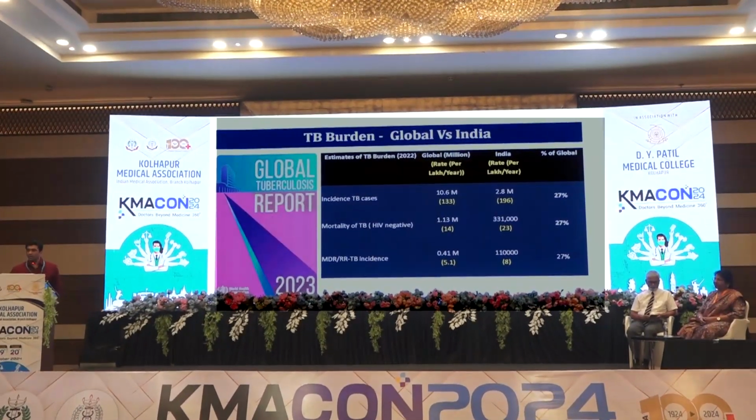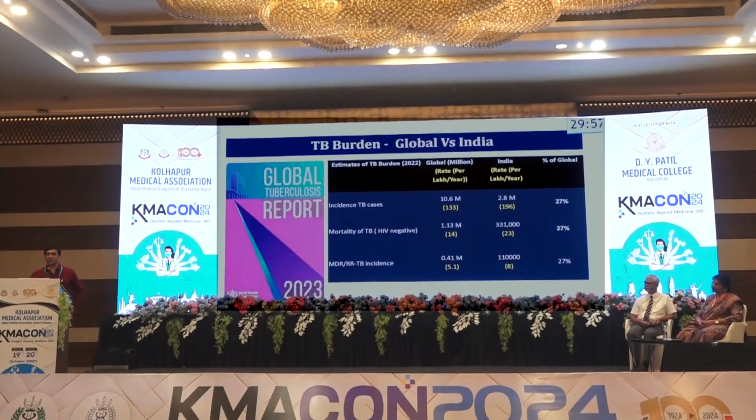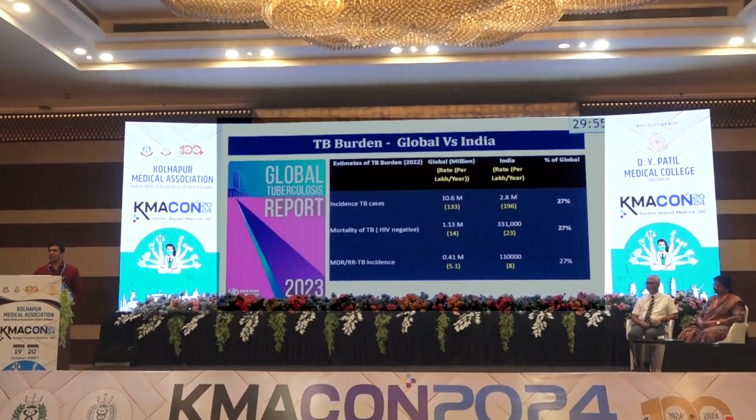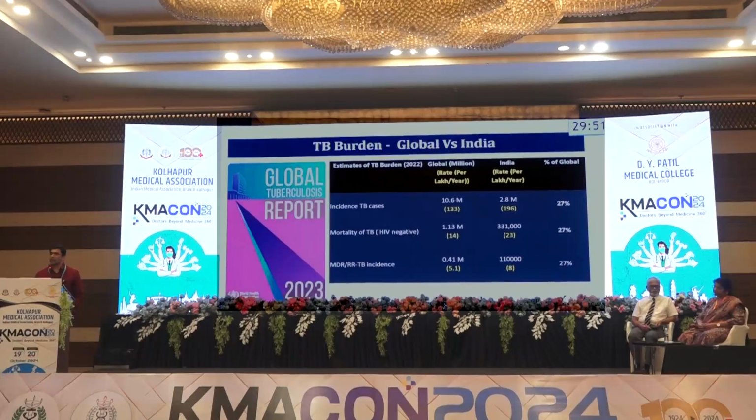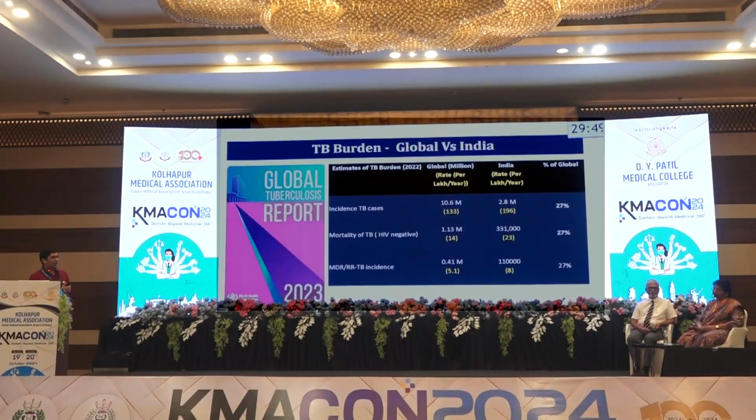So first, before starting, we need to know what is the burden, why the priority has been given to the TB program. As you can see, burden, which we generally quantify in terms of the three basic indicators, that is the incidence of TB, mortality of TB and MDR incidence. According to this global TB report, the global incidence is 10.6 million. And what is the contribution of India? We are contributing approximately 2.8 million, like 27%.